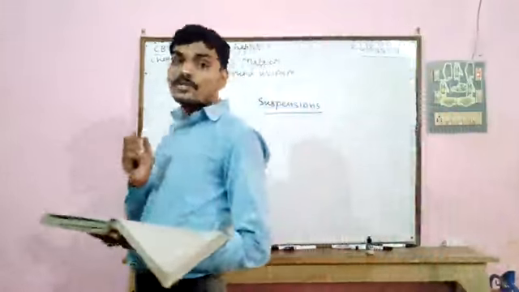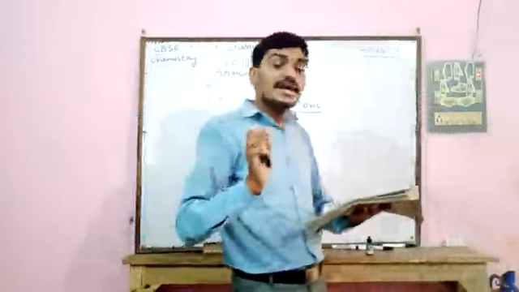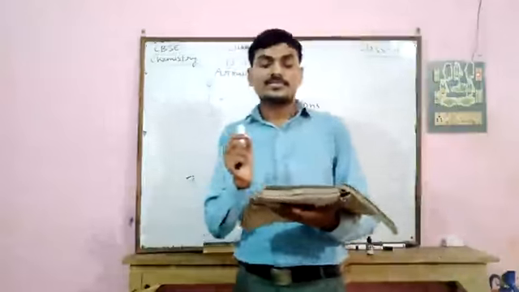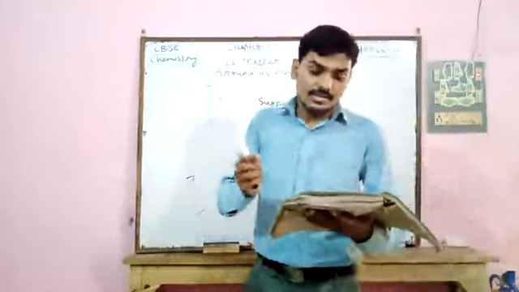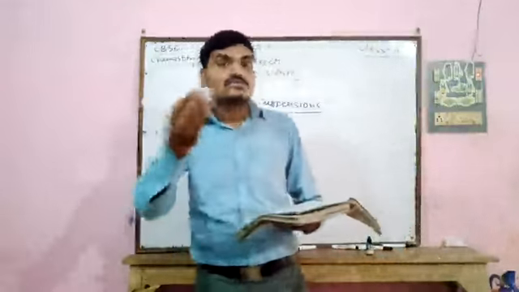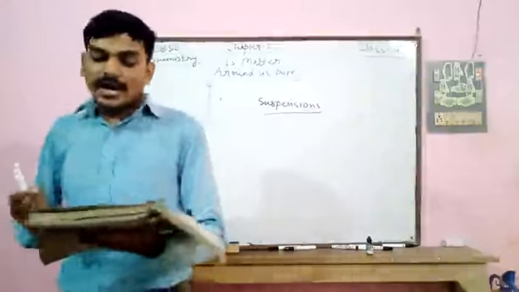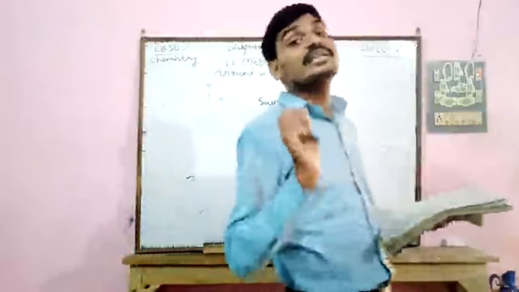Now, properties of suspension. A suspension is a heterogeneous mixture. First property, the size of solute particles in a suspension is quite large compared to a solution. It is about 100 nanometers. Now, the particles of a suspension can be seen easily.